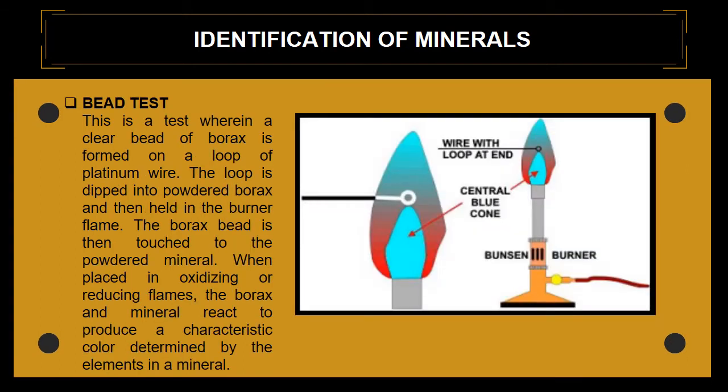So, next, bead test. This is a test wherein a clear bead of borax is formed on a loop of platinum wire. The loop is dipped into powdered borax and then held in the burner flame. The borax bead is then touched to the powdered mineral. When placed in oxidizing or reducing flames, the borax and minerals react to produce a characteristic color determined by the elements of the mineral. So, parang flame test din to.